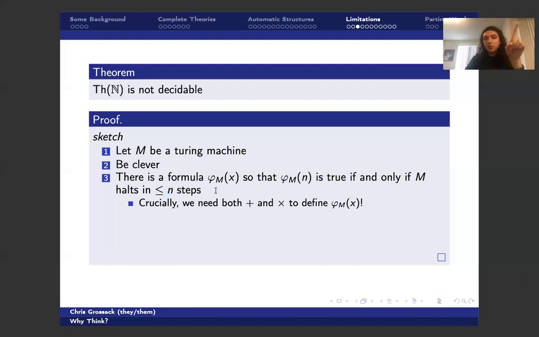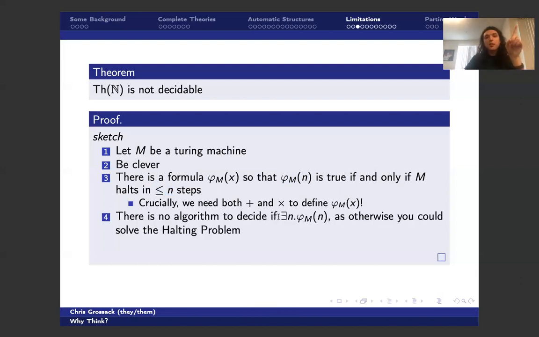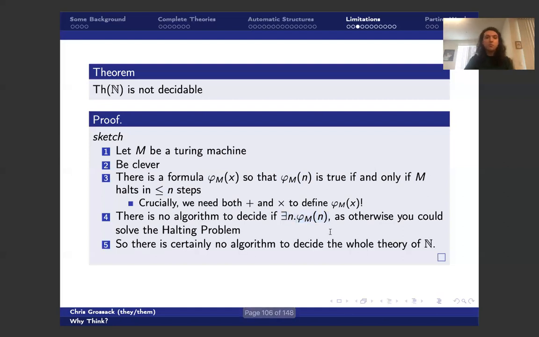But now we have an issue, right? Because if you could tell me whether there exists an n such that phi m of n, then you would solve the halting problem, because this sentence exactly says that m halts. And so there can be no algorithm to decide whether this sentence is true or false. So there's certainly no algorithm to decide the whole theory of n, because this is, among other things, in the theory of n. So that was deep and a lot, and I glossed over a lot of stuff.